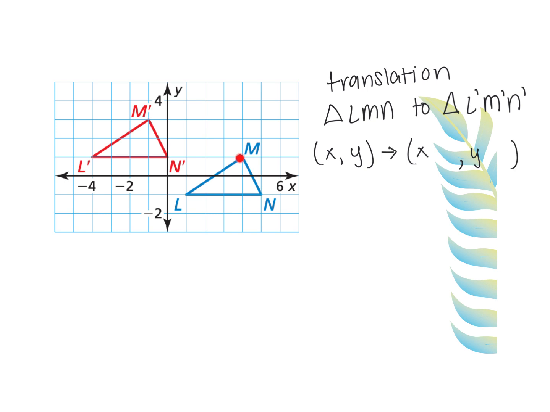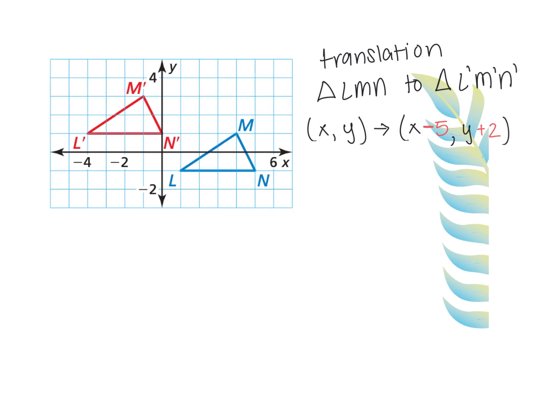So if I'm starting here for M, I'm going to go right and left first. Should I go right or should I go left? Am I going right or am I going left? I'm going left. So if I'm going left, I know that means I'm subtracting. And I need to figure out how many points am I subtracting. 1, 2, 3, 4, 5. I'm subtracting 5. And then I need to go up, which I'm adding. I stopped right here. 1, 2. So this is my rule. -5 plus 2.